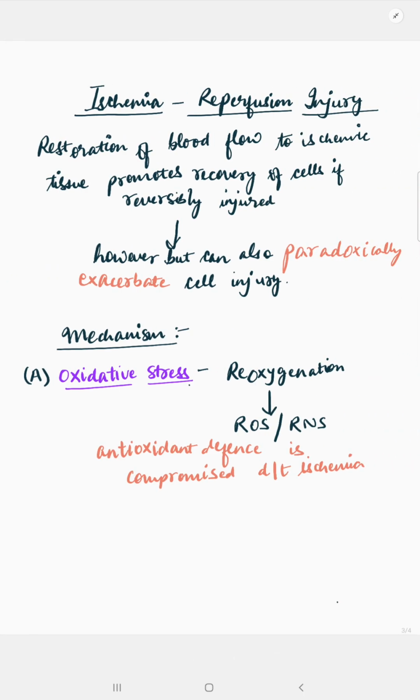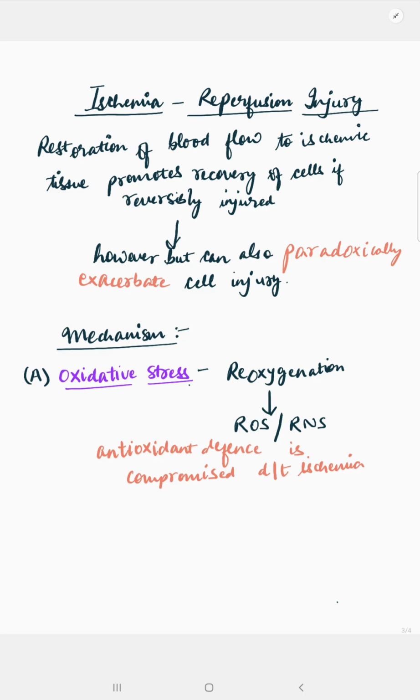So after understanding the effects of ischemia, let's understand what is ischemia reperfusion injury. Now, when there is restoration of blood flow to an ischemic tissue, it promotes the recovery of cells if they are reversibly injured. But it has to be noted that it can also paradoxically exacerbate the cell injury. Clinically, this is very important because it helps us to understand the tissue damage during myocardial and cerebral infarction, and following the therapies to restore the blood flow.